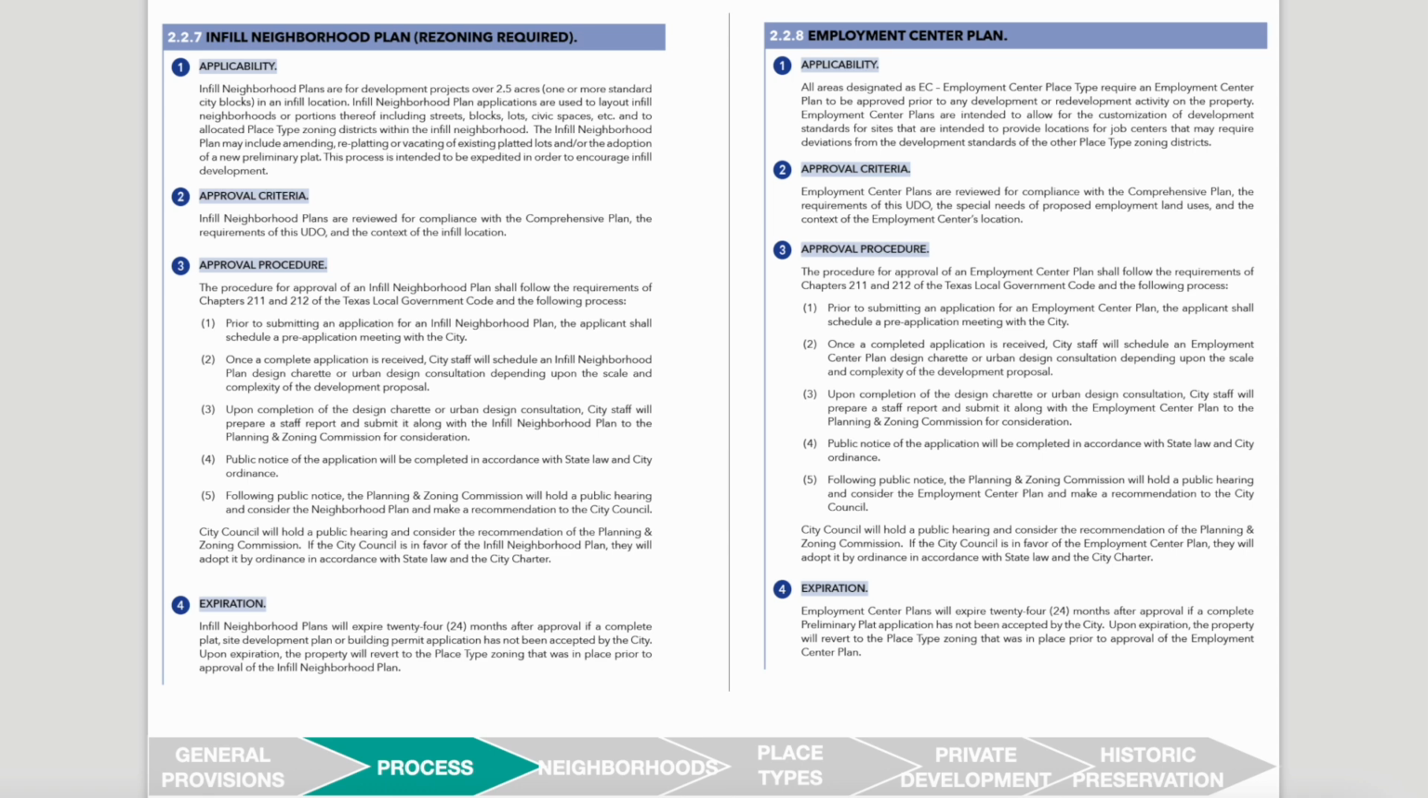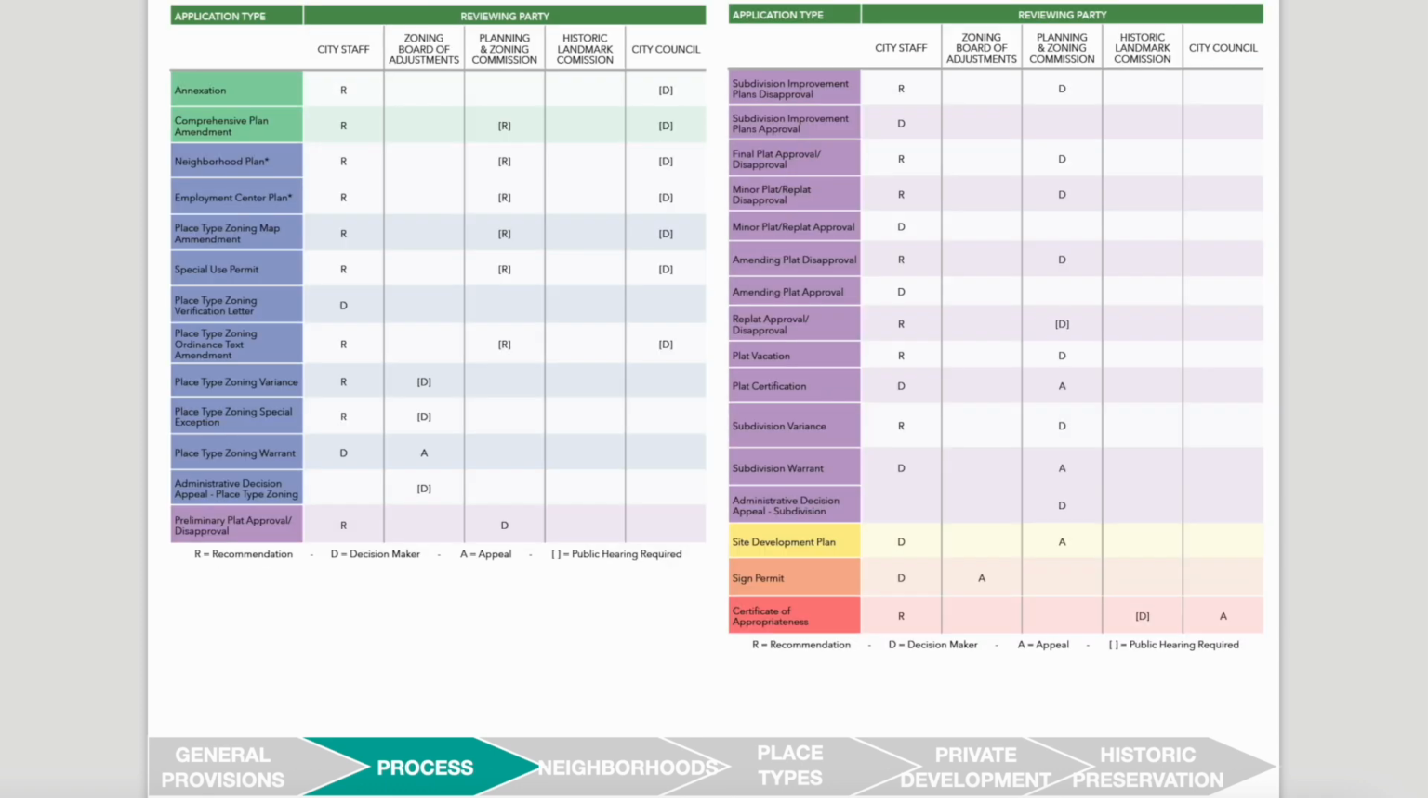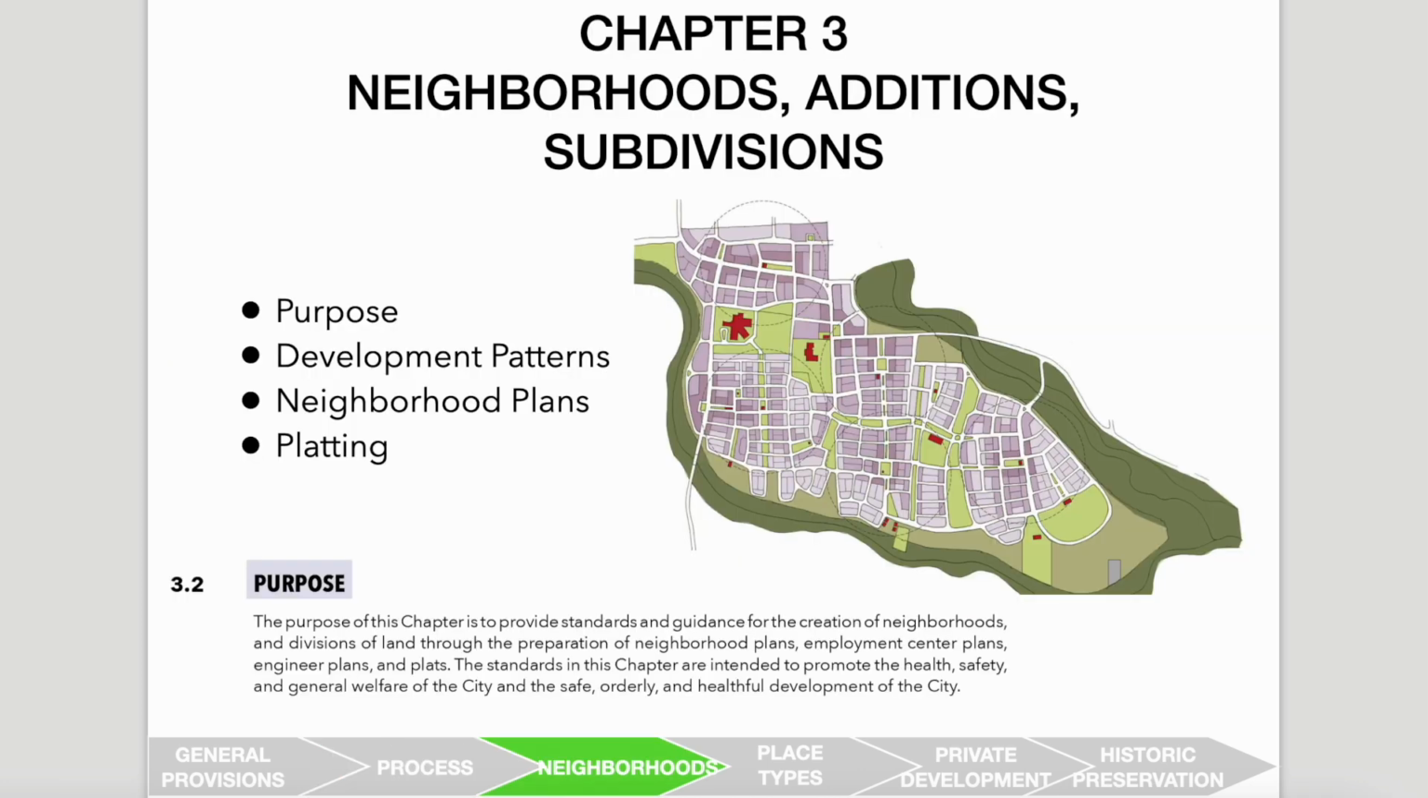Here's an example of one of the development processes. Each have a very graphical, illustrative design to make it clear to read and understand. The majority of these chapters is all of the processes formatted in this way. They are then touched on again in this graph to illustrate all the parts of the involvement parties for each application process. This is Chapter 3, Neighborhoods, Additions, Subdivisions.